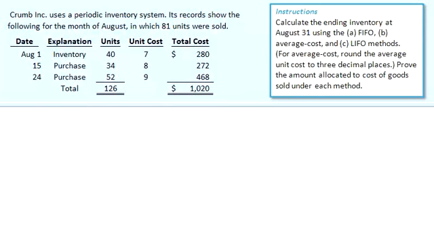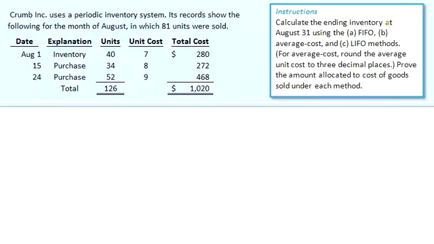In this exercise, we're going to look at different ways to calculate ending inventory. Crum Incorporated uses a periodic inventory system. Its records show the following for the month of August, in which 81 units were sold. And here we have our beginning inventory, some purchases, and our total cost of goods available for sale, with the number of units, the unit cost, and the total cost for each.